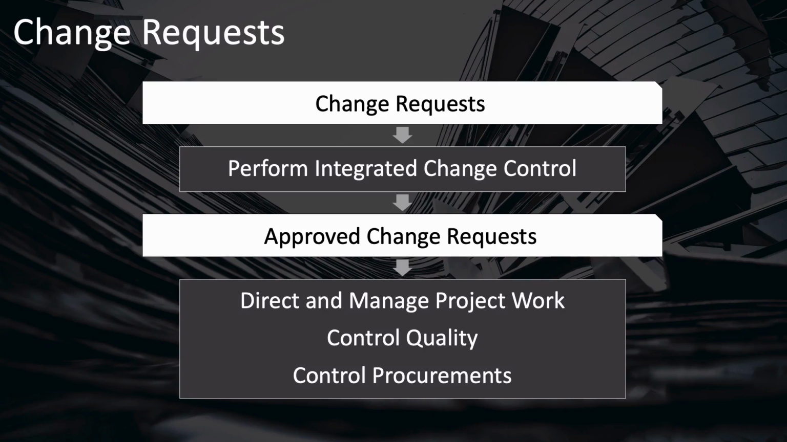Change requests can come from just about anywhere, but they all must go through the Perform Integrated Change Control process, which decides whether or not they're approved or rejected, and if approved, they become approved change requests, which are then inputs to only three processes: direct and manage project work, which implements the change; control quality, which checks that the change was implemented; and control procurements in order to make necessary contract changes.